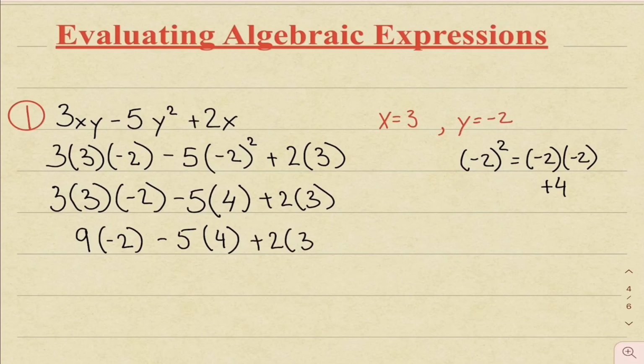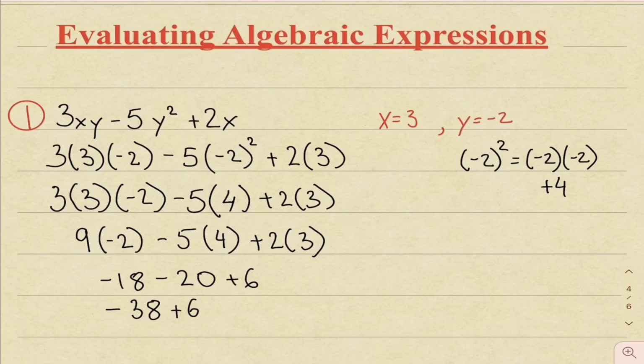plus 2 times 3. Now I still have multiplication that I have to do. So I have 9 times negative 2, that's going to be negative 18. And then I have negative 5 times 4, that's going to be negative 20. And then positive 2 times 3, that's positive 6. Negative 18 minus 20, those are two numbers with the same sign, so you keep that sign and you add them. 18 plus 20 is 38, so you have negative 38 plus 6. Now negative 38 plus 6 is two numbers with different signs. You subtract them and you keep the sign of the bigger number, which is negative. 38 minus 6 is 32, so the answer is negative 32.